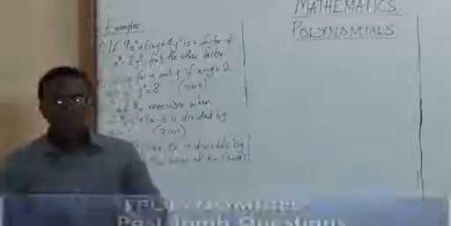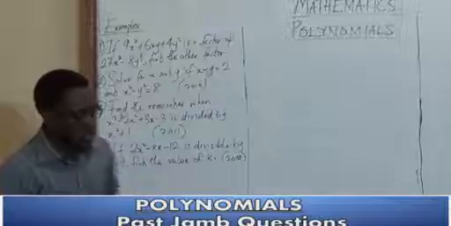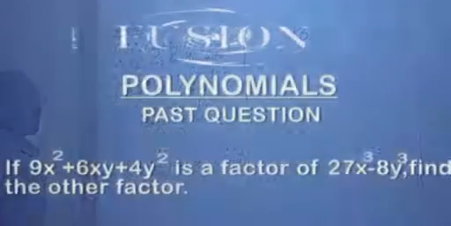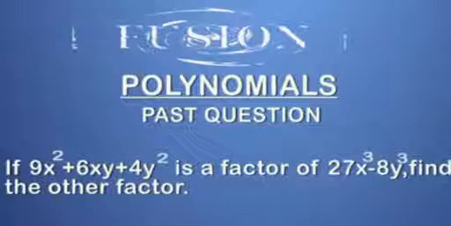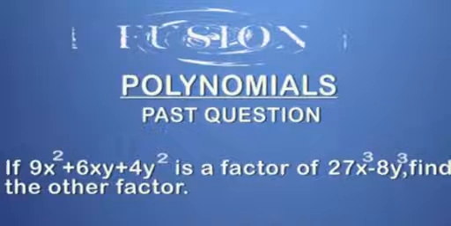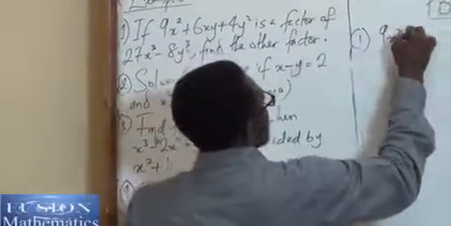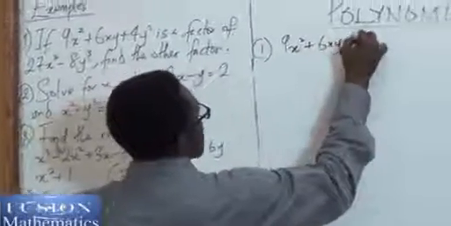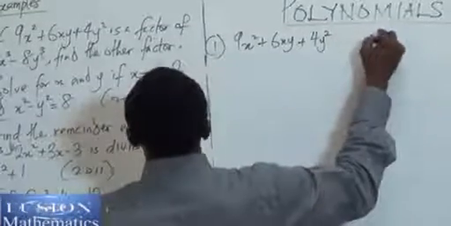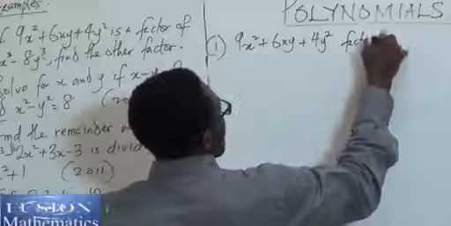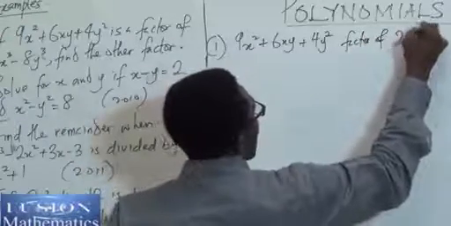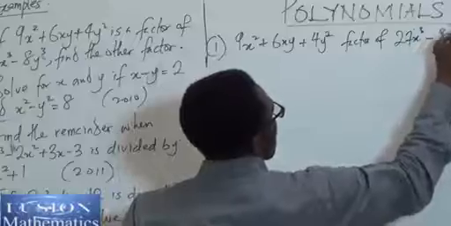Now let's look at some questions from our JAMB past questions. Look at the first one. If 9x squared plus 6xy plus 4y squared is a factor of 27x cubed minus 8y cubed, find the other factor. So the first question gave us 9x squared plus 6xy plus 4y squared, and it said it is a factor of 27x cubed minus 8y cubed.